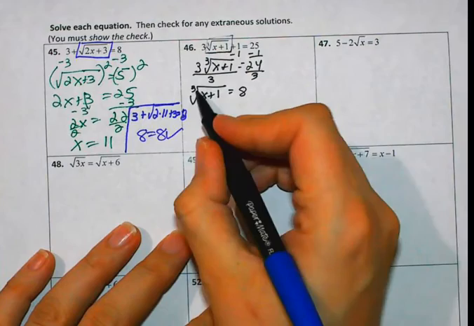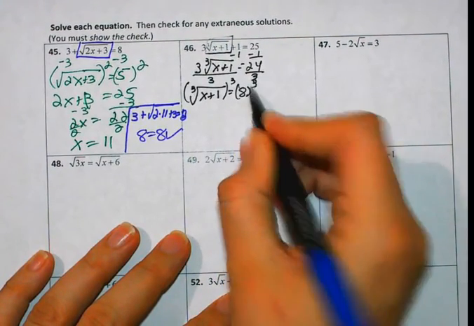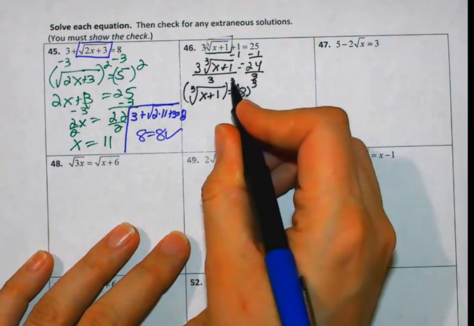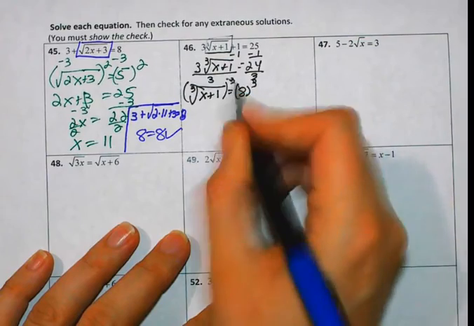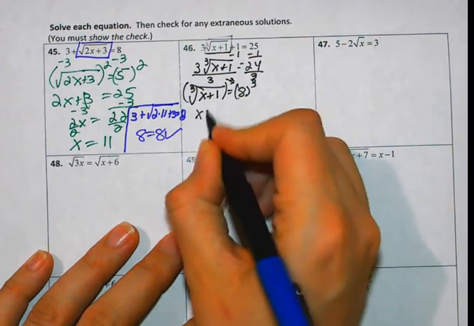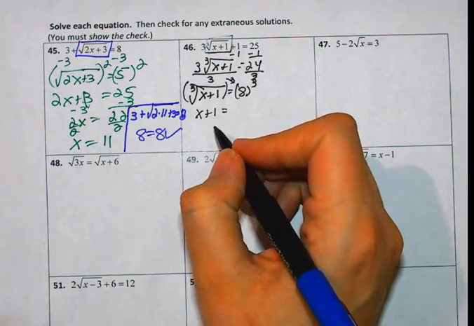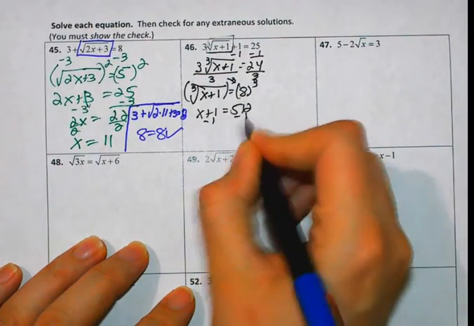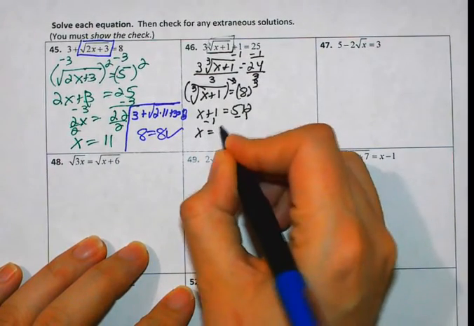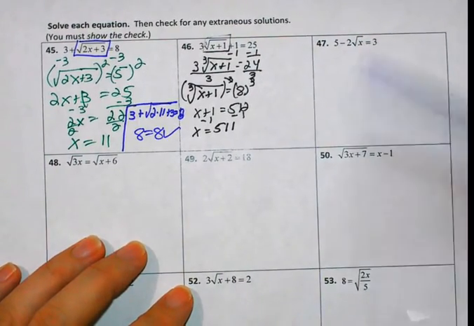Now this one's a cube root, so we're going to cube both sides now that we have it isolated. So the cube root of x plus 1 cubed, these cancel each other out, so I just have x plus 1. And then 8 cubed, 8 to the power of 3, is 512. Minus 1, x equals 511. Now again, you've got to check to make sure it works.